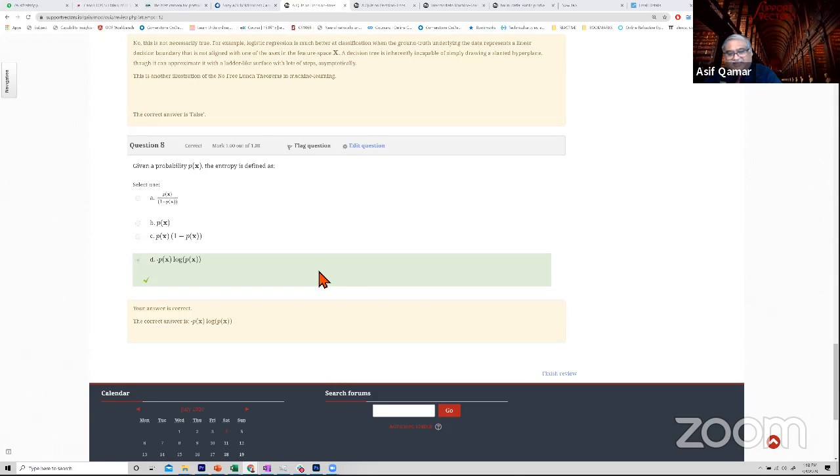The minus sign is there because probabilities are between 0 and 1, so the log of that will always be negative. To make the negative into positive, you use this minus sign in minus P log P.